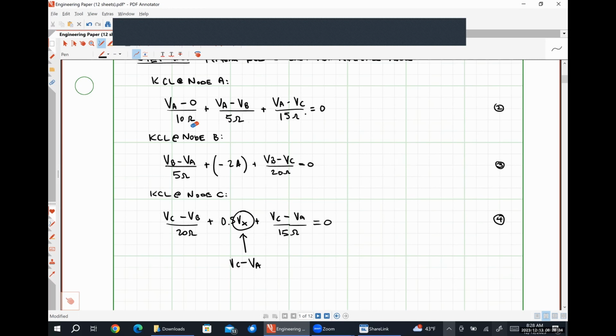For my second equation, my coefficient for VA is going to be what, Joy? Negative 1/5. Absolutely right. Thank you. What's the coefficient for my VB term going to be, Hannah? 1/5 plus what? Yeah, 1/5 plus 1/20. Thank you, ma'am. My coefficient for my VC term, Austin. Negative 1/20th. All right.